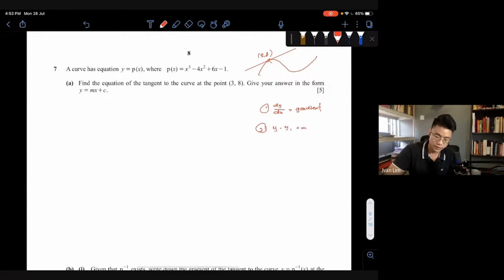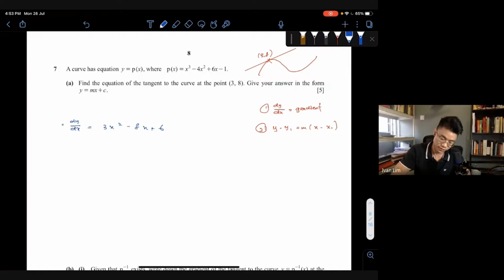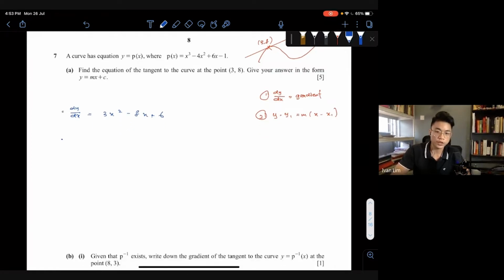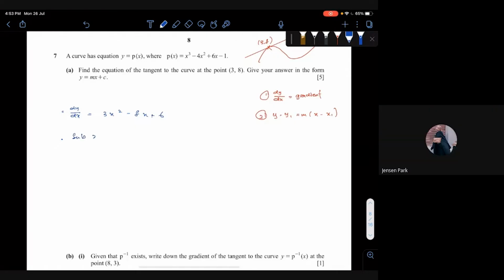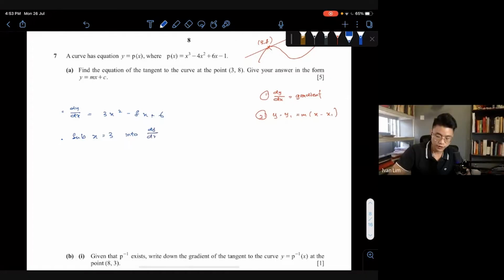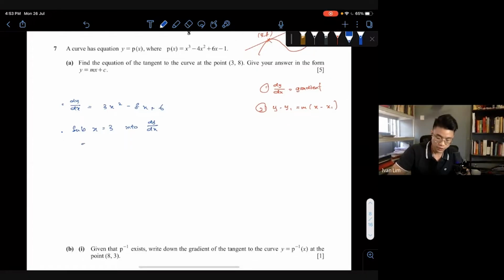Then your second part is y minus y1 equals m times x minus x1. So first step, dy over dx equals 3x squared minus 8x plus 6. Second step, we want to find the exact value of the gradient. Sub in 3: 3 squared, minus 8 times 3. We find the value of the gradient first, where you get dy over dx is equal to 9.